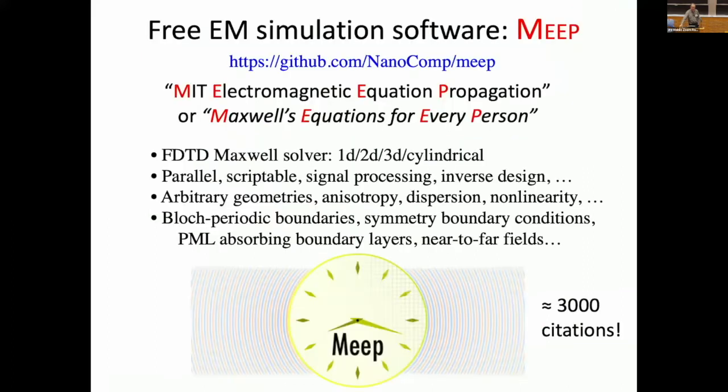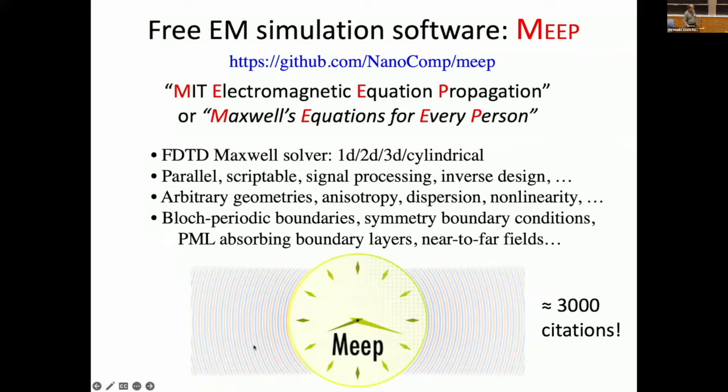So as you know, Meep is one of our free electromagnetic simulation packages. It originally stood for MIT Electromagnetic Equation Propagation, but I think John Joannopoulos suggested an alternative meaning of Maxwell's Equations in Every Place, which I quite like. So this is an FDTD Maxwell solver. It's gotten to be quite general and powerful at this point. It has several thousand citations and has quite a few contributors, as I'll explain.